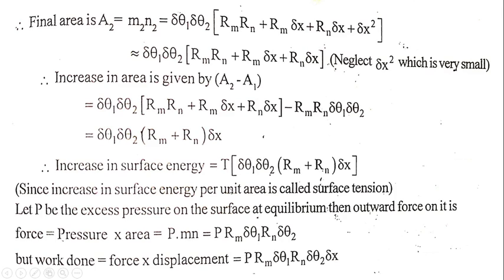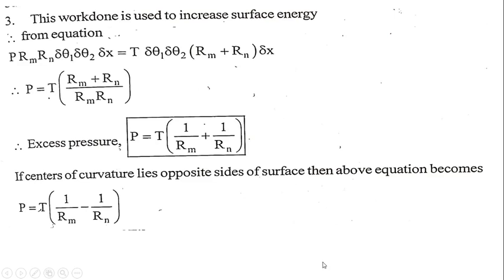Since surface energy per unit area is called surface tension, let P be the excess pressure on the surface at equilibrium. Then the outward force on it is force equal to pressure into area, and that is equal to P into M N, equal to P Rm delta theta 1 into Rn delta theta 2. Therefore work done equal to force into displacement, equal to P Rm delta theta 1 Rn delta theta 2 delta x. This work done is used to increase surface energy.